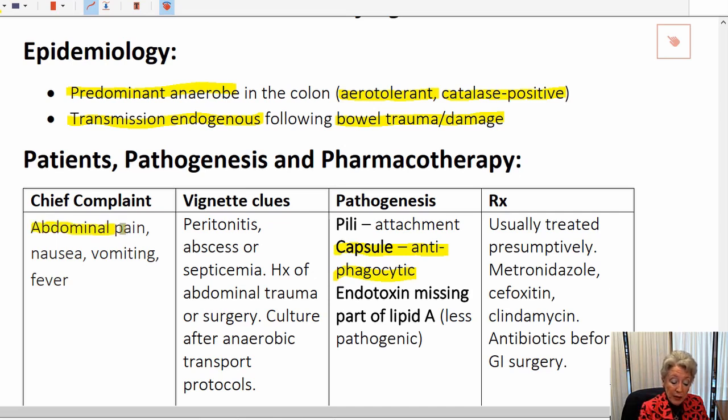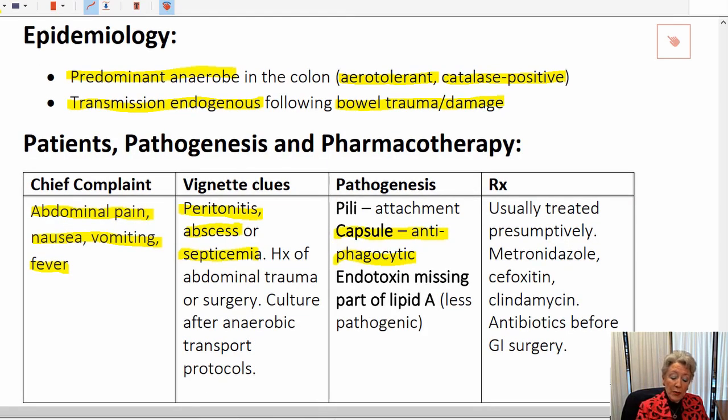So presentation of abdominal pain, nausea, vomiting, and fever sort of sounds like most everything else we've been talking about here for a while, but it causes peritonitis, abscess, or septicemia in a patient with a history of some sort of surgery or trauma. Remember that I'm going to have to use techniques of anaerobic transport to get it to the lab to culture. And that is something that you have to have a hand in. Normally, it would be your laboratory personnel who would do that for you, but your sample taking can make a difference.